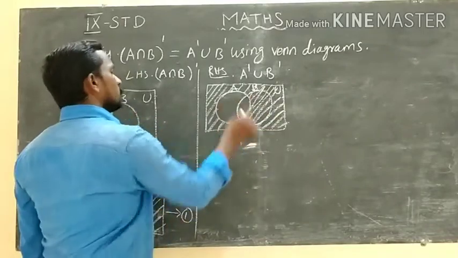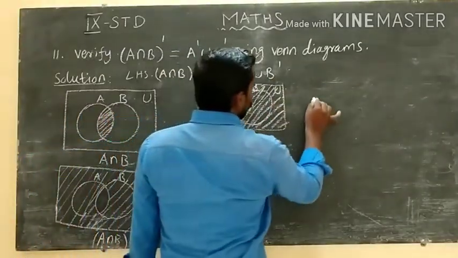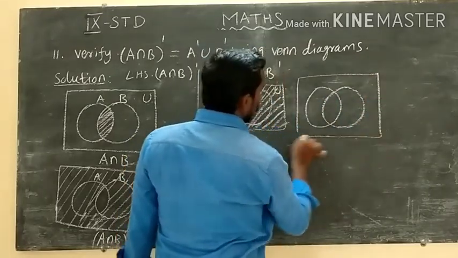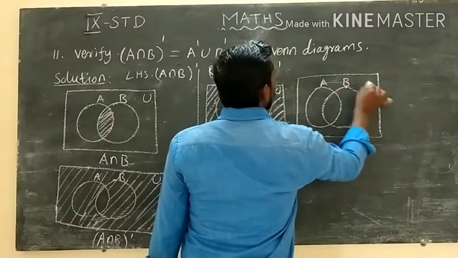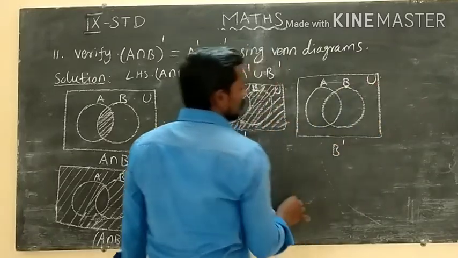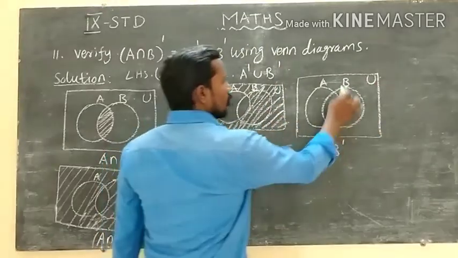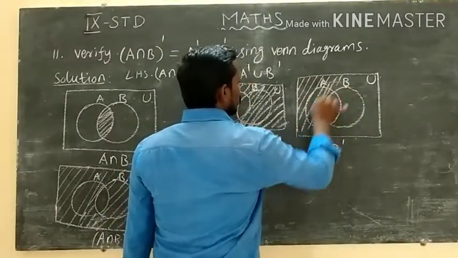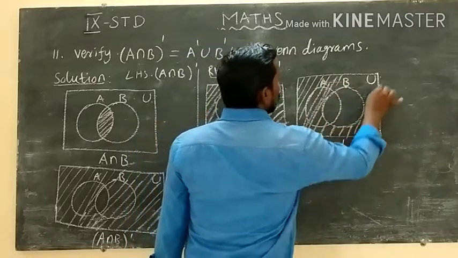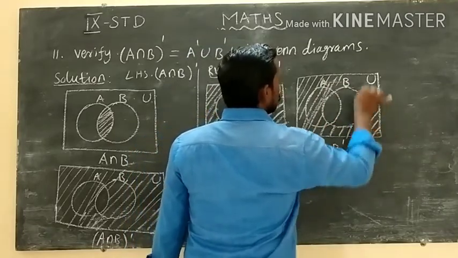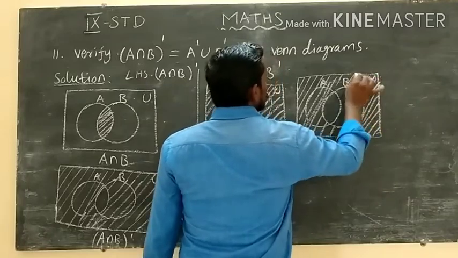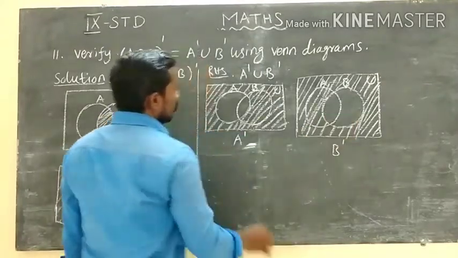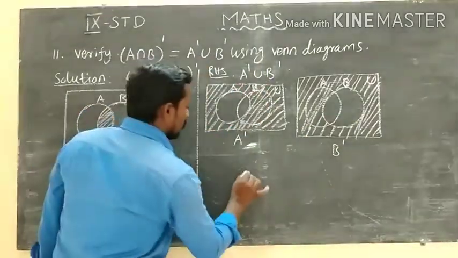That's all. Next, B complement. We want to find the B complement in the same manner. The B complement means omit B from the universal set. Omit B fully from the universal set. So only B is omitted, and A remains shared. Okay. So B is omitted. Then A complement union B complement.